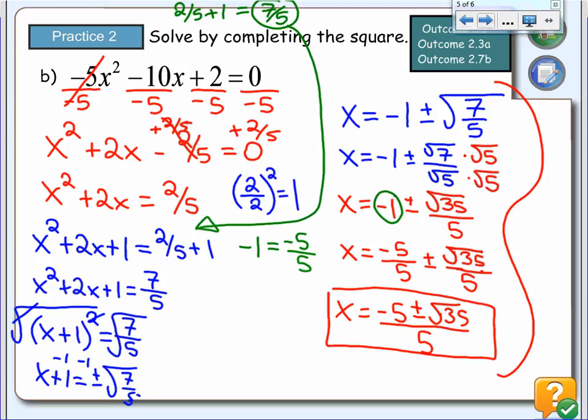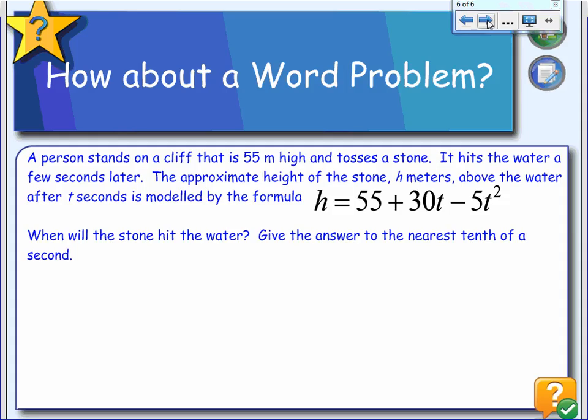So a person stands on a cliff that is 55 meters high and tosses a stone. It hits the water a few seconds later. The approximate height of the stone, h meters, so height, h meters, above the water after t seconds, so t means seconds, is modeled by that formula. When will the stone hit the water? When means what time will it hit the water?